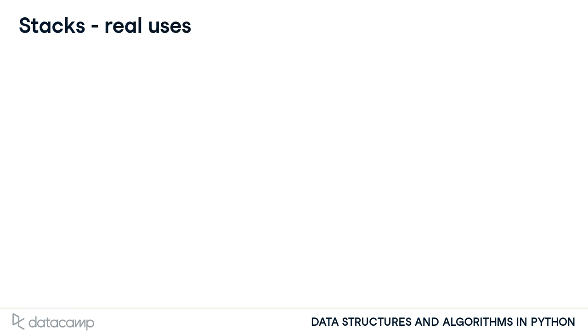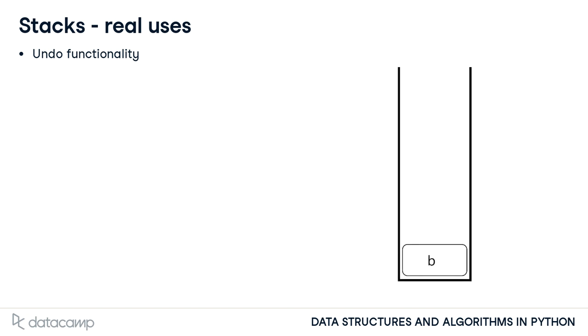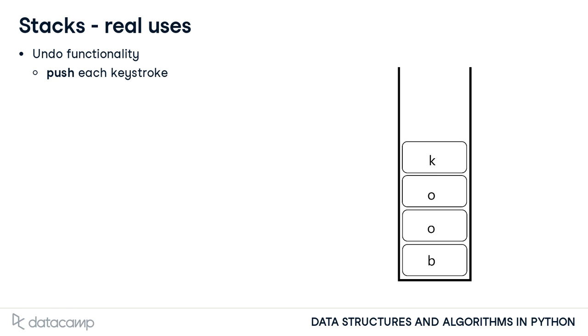Stacks have a lot of uses, such as the undo functionality in a word processor. We can push onto the stack each keystroke the user types. When the user makes a mistake and wants to undo it, we pop the last inserted keystroke from the stack.